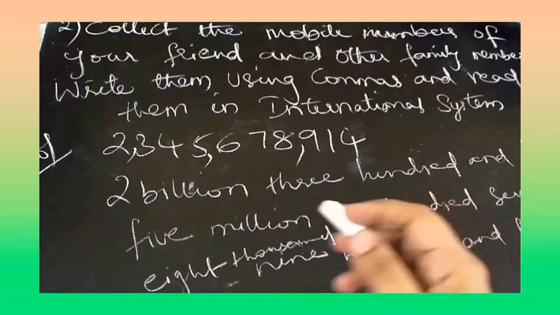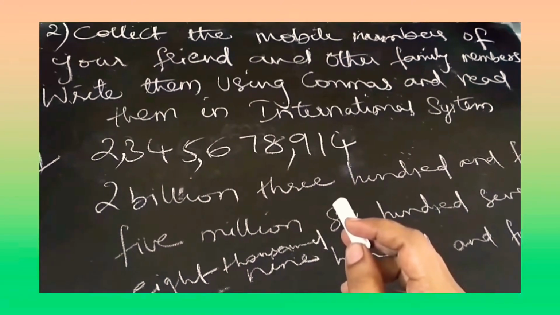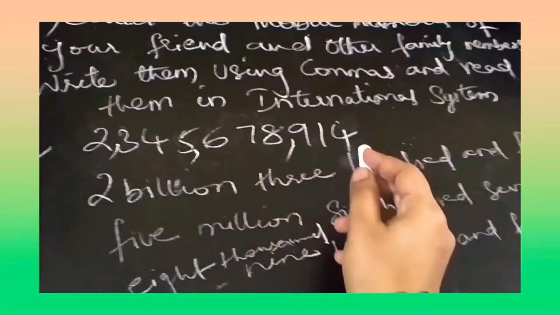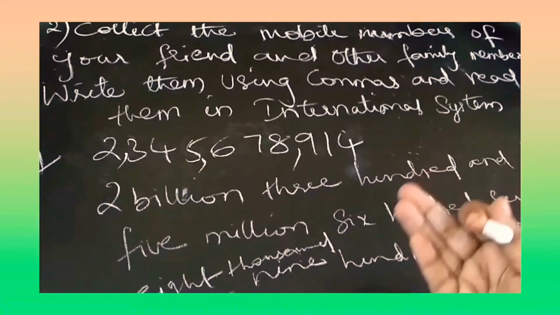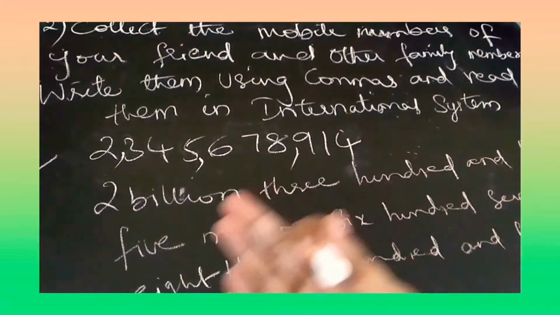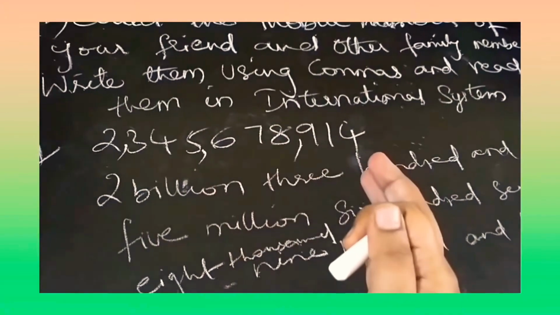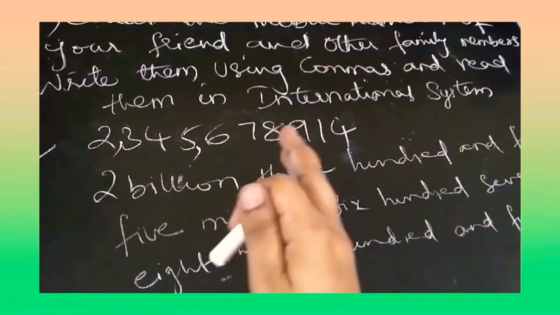So now I am taking here one number. Mostly the mobile numbers are in 10 digits. So I am taking here a 10 digit number, 1 2 3 4 5 6 7 8 9 10. You can take your friend's number or family member's number, any number you want. This is not a mobile number. I'm randomly taking this number: 2 3 4 5 6 7 8 9 1 4.